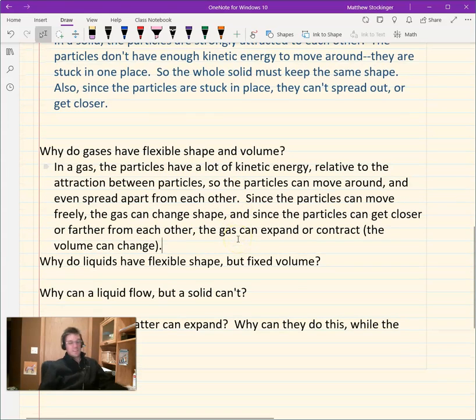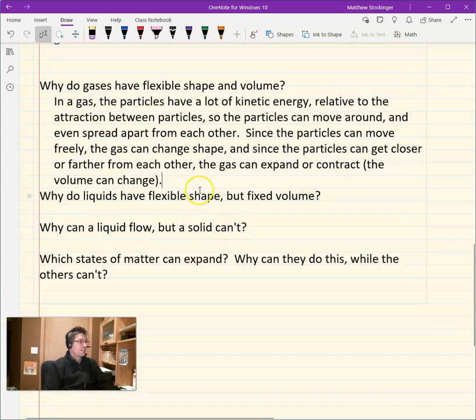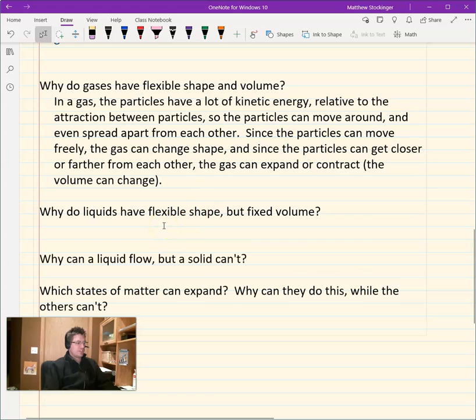Okay. If you want a sample of anything to change size as a whole, well, then the particles either have to spread out further to make the whole thing bigger, or the particles have to be able to get closer to make the whole thing smaller. In a solid, that can't happen. They're stuck in place, they're already touching, they can't get any closer, they can't go far away from each other either. Try a liquid. Liquids are interesting, right? You can change the shape of a liquid, but it can't expand or contract, can't get bigger or smaller.